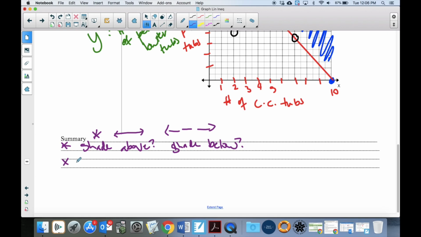Another thing you could write down is when you do y equals mx plus b, what does the m stand for? What does the b stand for? Or when you do ax plus by equals c, what does the c stand for, etc. So those are some things that you can write down in your summary. That's it for today's lesson.